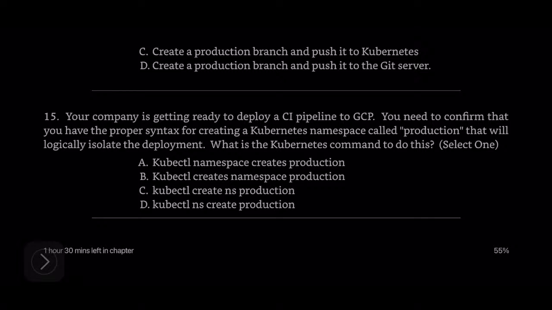15. Your company is getting ready to deploy a CI pipeline to GCP. You need to confirm that you have the proper syntax for creating a Kubernetes namespace called production that will logically isolate the deployment. What is the Kubernetes command to do this? Select 1. kubectl namespace creates production. kubectl creates namespace production. kubectl create ns production.